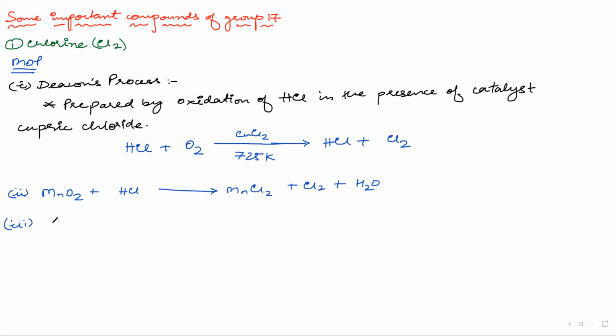Third, MnO2 plus NaCl plus sulfuric acid, H2SO4. You will get again MnCl2 plus Cl2 and H2O. And since NaCl is present, you will also get NaHSO4.